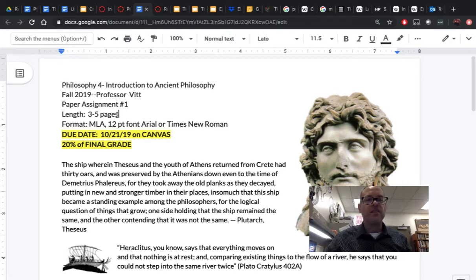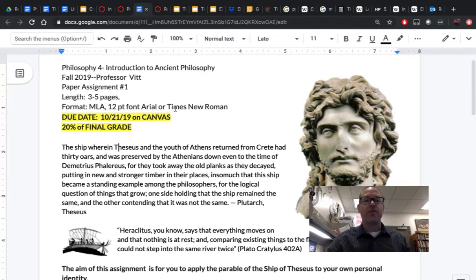The length for this paper is about 3 to 5 pages. For some people this will be longer, for some people this will be shorter. The length of the paper is not as important as the content. So it's more important what you write than how long you write for. Some students will complete this in 3 pages, some will take more than 5. This is to give you an idea. I don't want a 20-page paper. I don't want a 2 or 1-page paper.